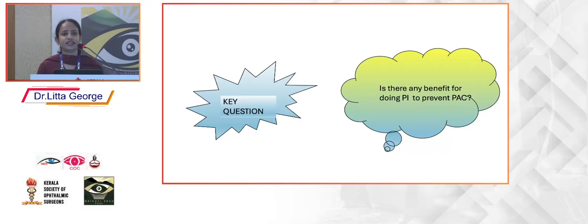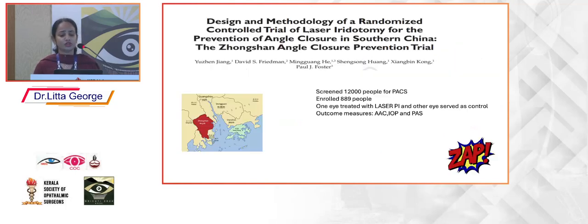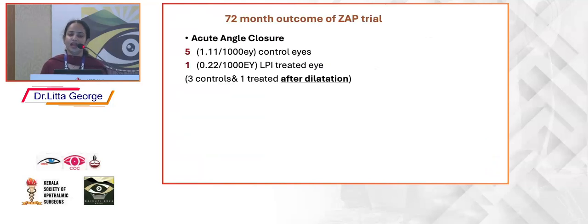So now the key question: is there any benefit of doing PI to prevent primary angle closure? Let's see what the literature says. This is the ZAP trial, or the Zhongshan Angle Closure Prevention Trial, which is a population-based study conducted in the southern province of Guangdong in China, where they screened around 12,000 people for PACS and enrolled 889 asymptomatic PACS patients, and one eye was treated with laser PI and the other eye served as control. So almost all the confounding factors were eliminated, and the outcomes measured were acute angle closure, raised intraocular pressure, and peripheral anterior synechiae.